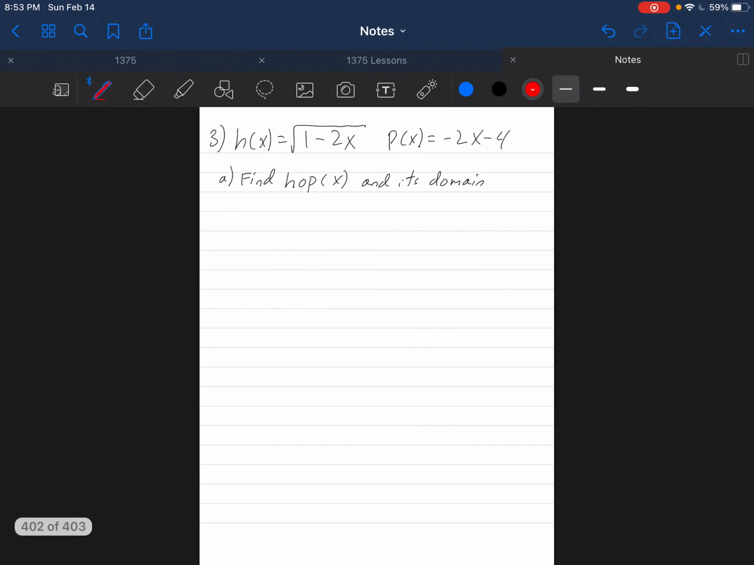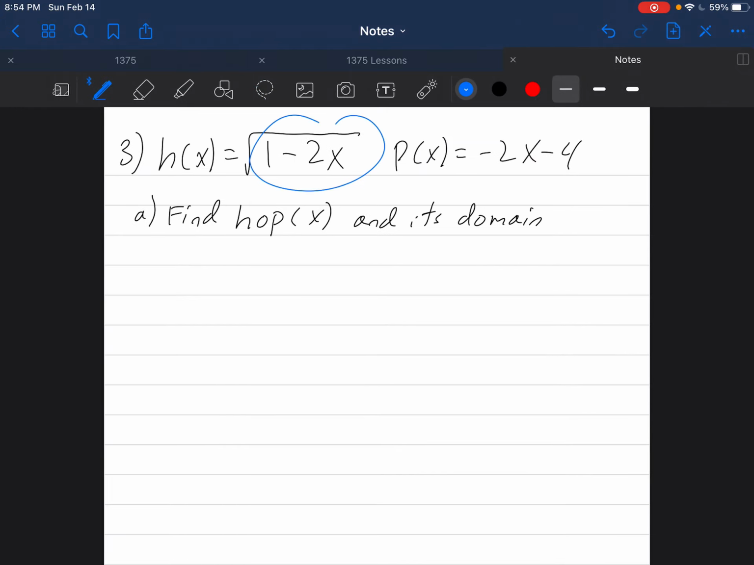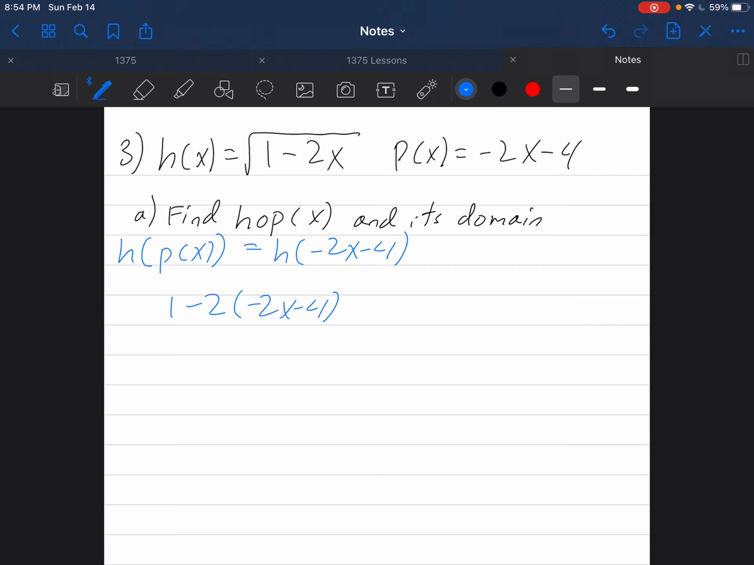Let's try another one, number 3. Two functions here, h, radical 1 minus 2x, and p, negative 2x minus 4. So let's take a look at how radicals behave when they are composed. All right, this one is a radical with a polynomial. So h circle p of x is going to be, p of x is the input. So that means we're looking at h, radical 1 minus 2x, with this input in place of x. So that's going to be 1 minus 2, and instead of x, negative 2x minus 4. And this is our radical.